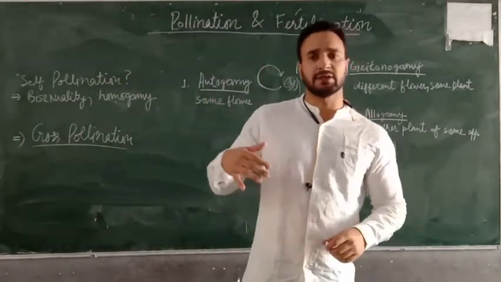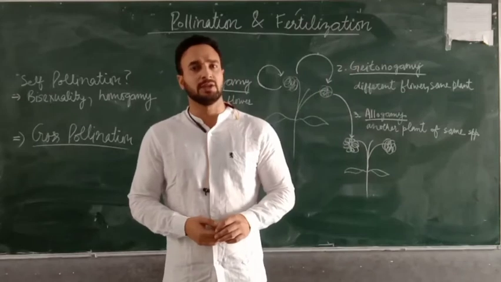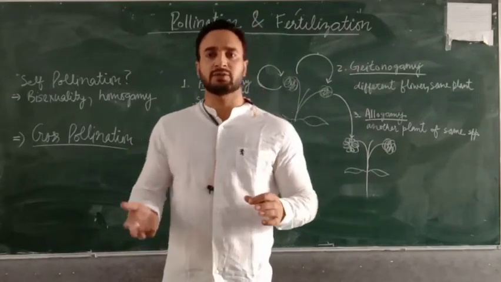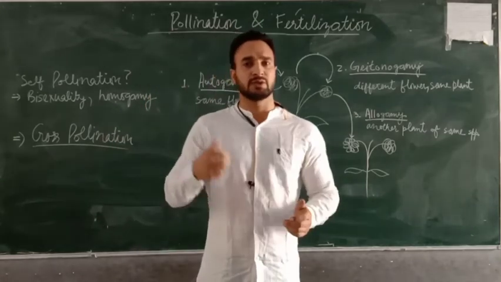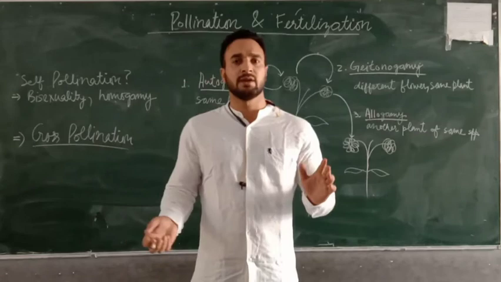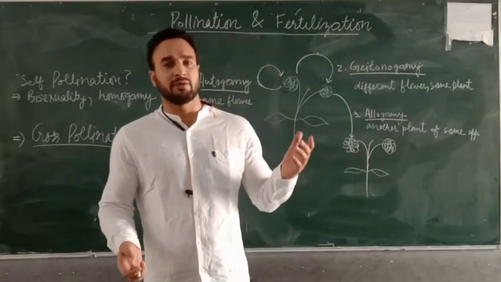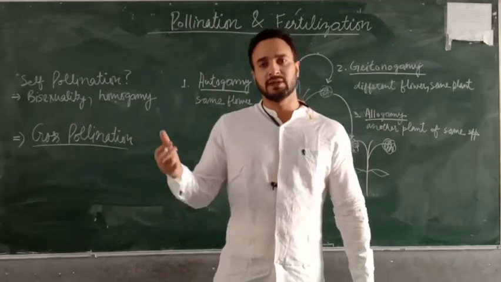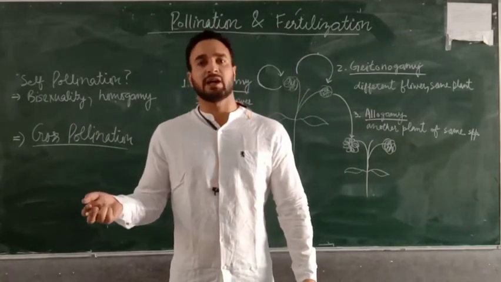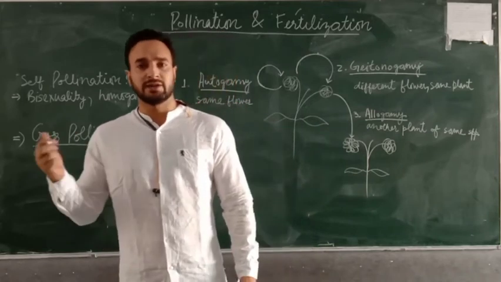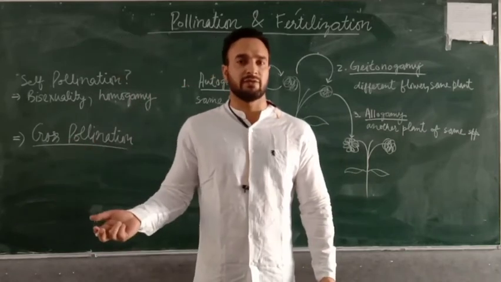Well, starting with the basic definition of pollination, we say that pollination is the transfer of pollen grains from the anther to the stigma of a flower. What is anther? What is stigma? Anther is the male part of a flower, and stigma is the receptacle or the receiving part of the female part of a flower. Understand? And stigma is the female part of a flower.